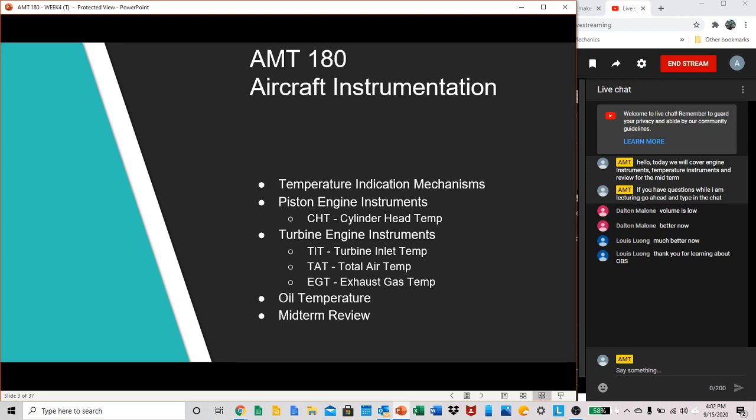Okay, so we will also cover temperature indicating mechanisms. We'll cover piston engine instruments. We'll go over the CHT and some turbine engine instruments, the TIT, turbine inlet temp, TAT, total air temp, and the EGT, exhaust gas temp. And then lastly, we'll cover oil temperature, which is in all engines, whether it's turbine or reciprocating, obviously. And then I do have some slides just discussing what subjects will be on the midterm and what you guys can expect.